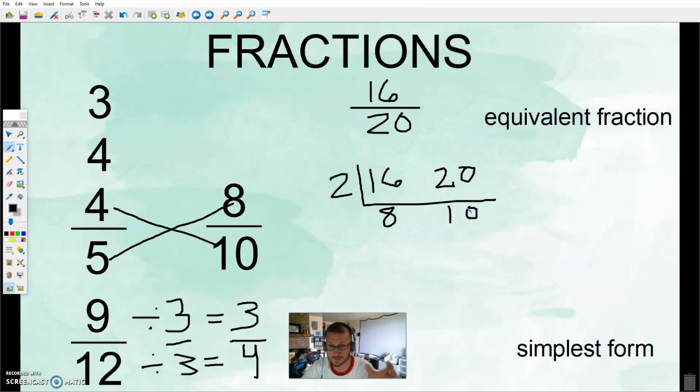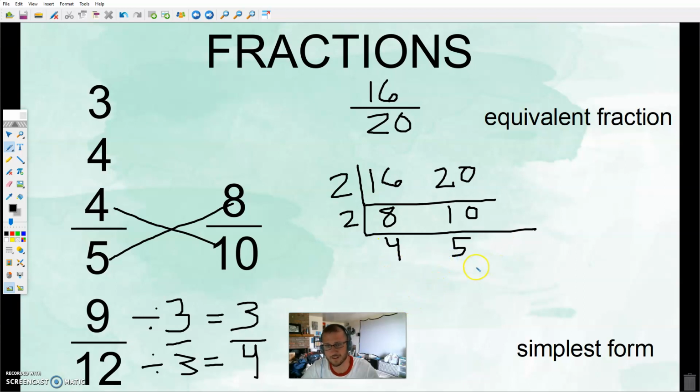2 goes into 20 10 times. Now, to know if this is simplest form or not, I have to ask myself, 8 out of 10, do 8 and 10 have a common factor? And the answer to that question is yes again. 2 goes into both of those. So 2 goes into 8 4 times. 2 goes into 10 5 times.